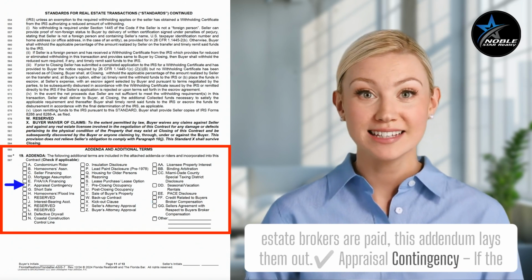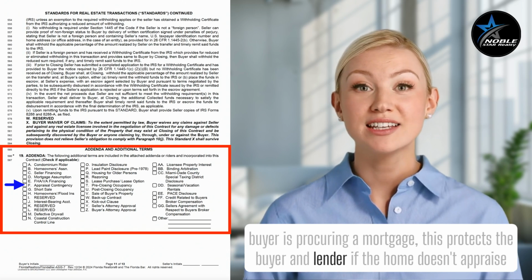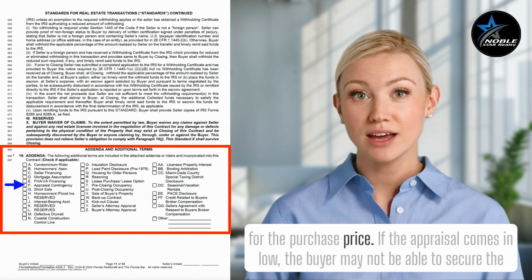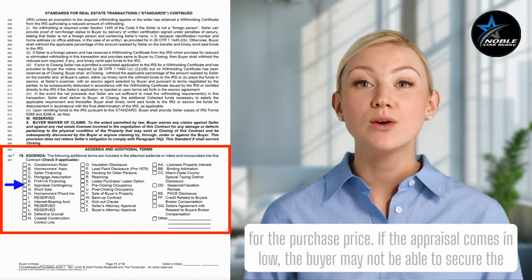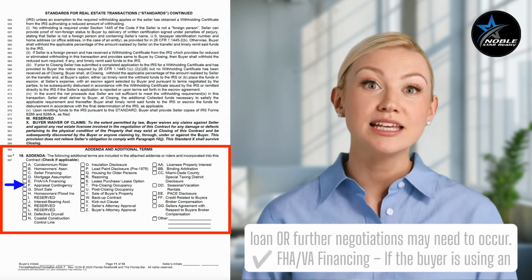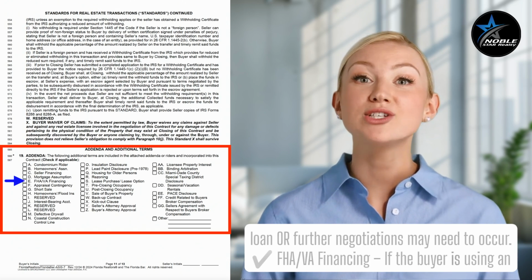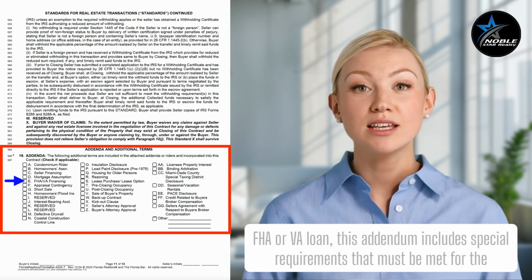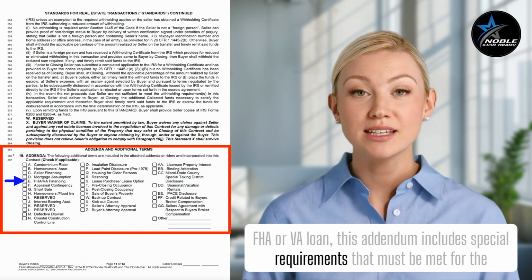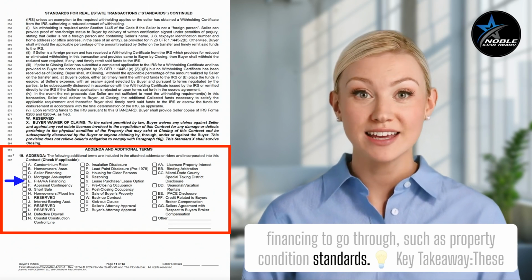Appraisal contingency. If the buyer is procuring a mortgage, this protects the buyer and lender if the home doesn't appraise for the purchase price. If the appraisal comes in low, the buyer may not be able to secure the loan, or further negotiations may need to occur. FHA/VA financing. If the buyer is using an FHA or VA loan, this addendum includes special requirements that must be met for the financing to go through, such as property condition standards.